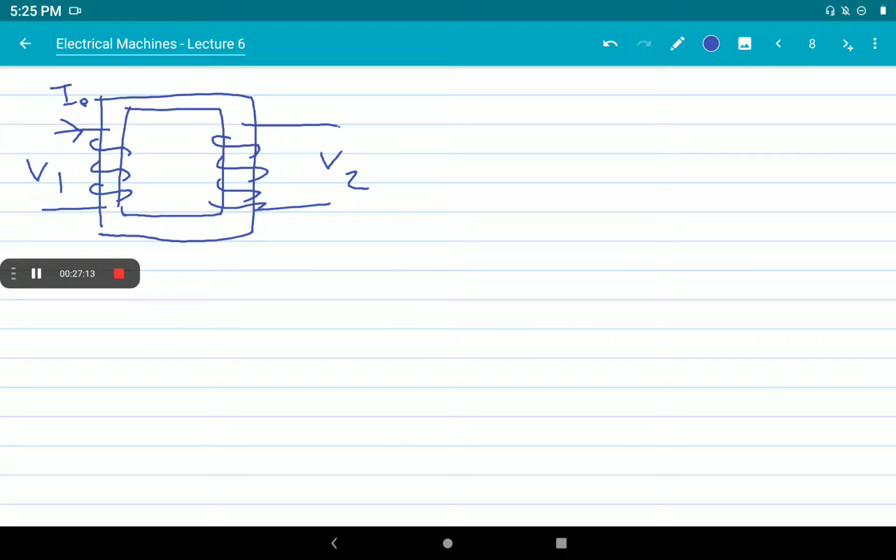The current drawn by the transformer at no load is only used to magnetize the core. So we call it the magnetizing current, represented as I0. I0 is the no load current. We call it the no load current, I0.